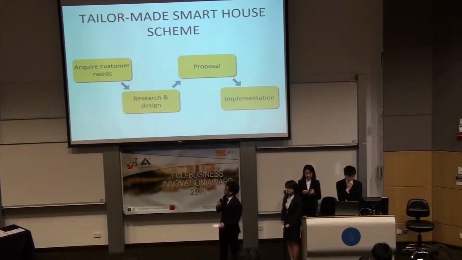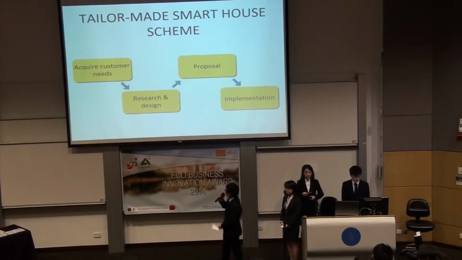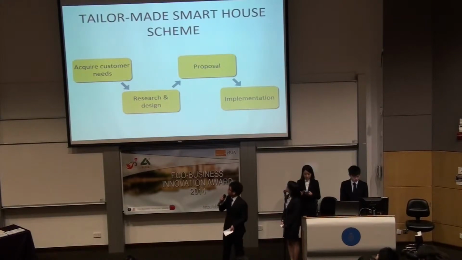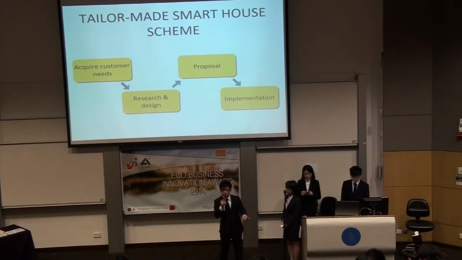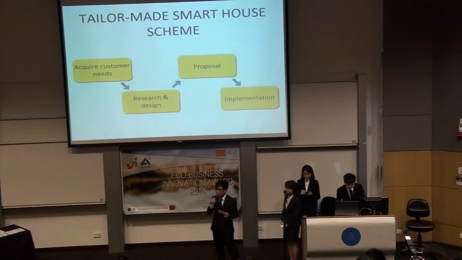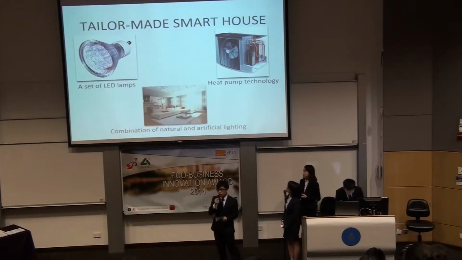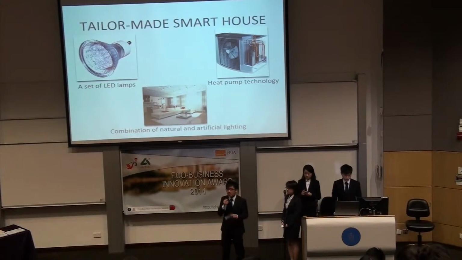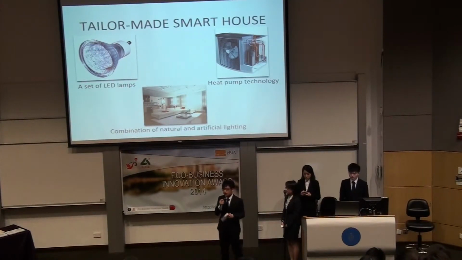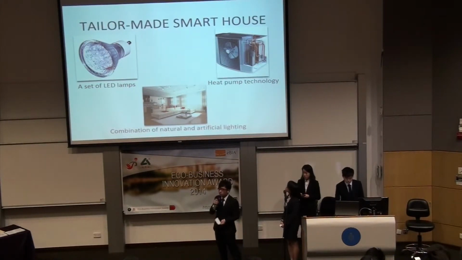So here's the mechanism of the scheme. Firstly, the teams will acquire the customer needs. After they acquire the needs, they can start research and propose a suitable plan to the customers. After the proposal, residents can choose according to their means and also their needs. Finally, of course, is the implementation of the scheme. So in the slide, you can see some examples of environmentally friendly devices that can be applied in the smart house, which can fully fulfill the desire of the customers. Therefore, every smart house can be unique.